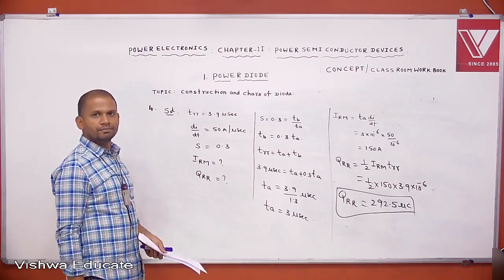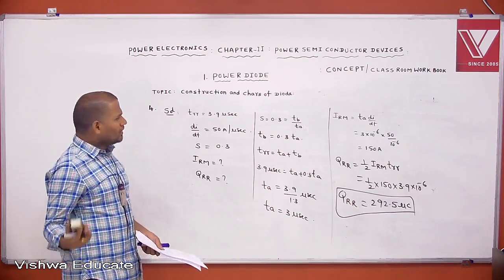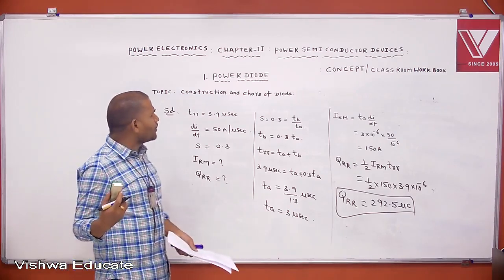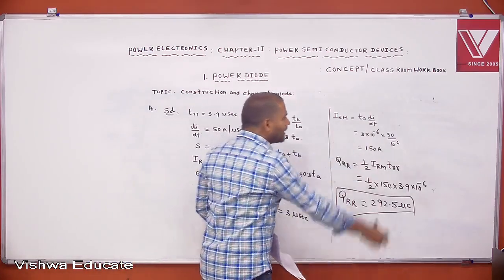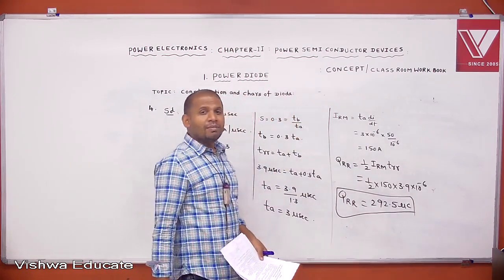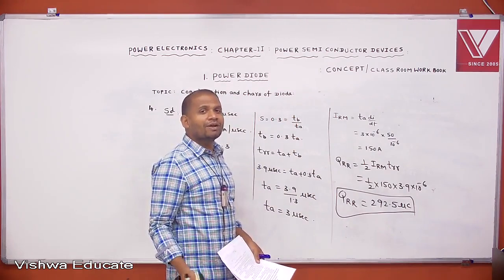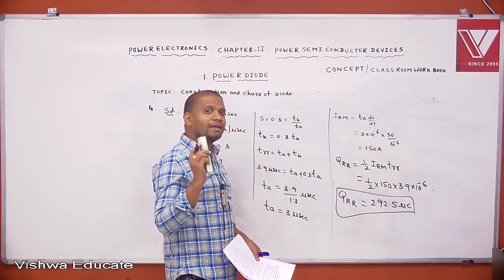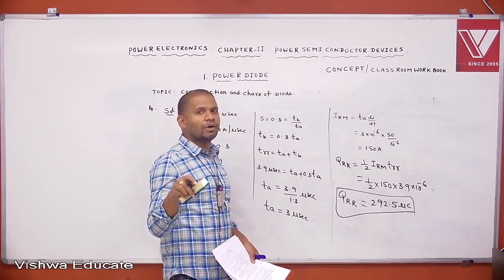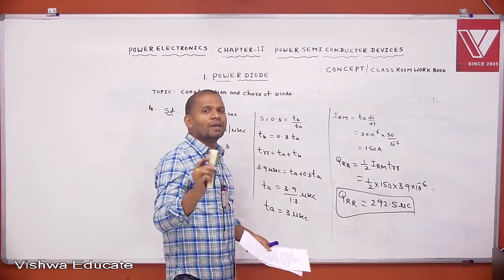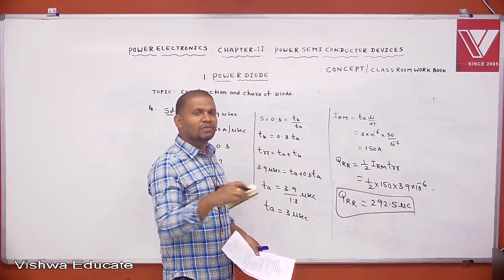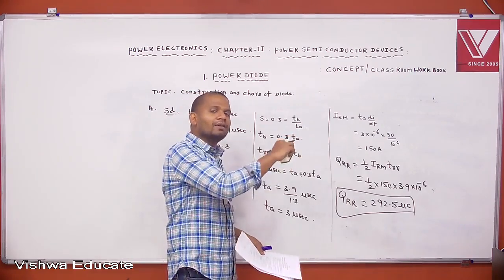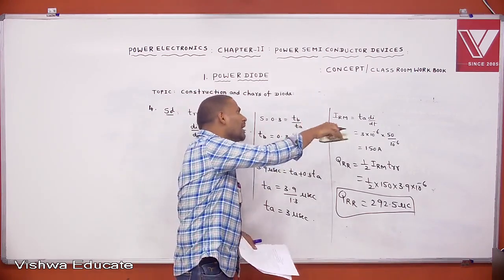Clear? But sir, you know another formula, IRM equal to TRR into di by dt. Why are you applying TA into di by dt? Because the data is given to calculate TA. Based on the problem, you apply the required formula. That is why we don't apply IRM equal to TRR into di by dt directly.